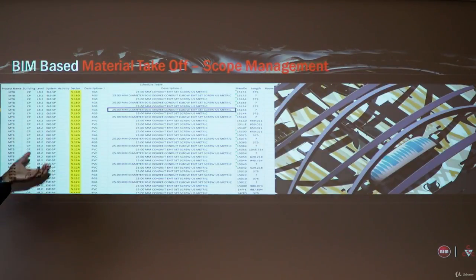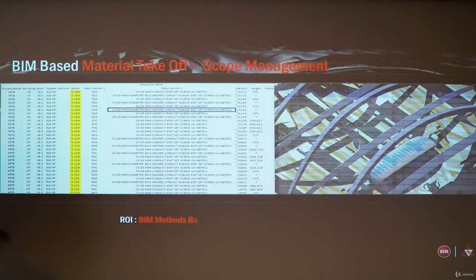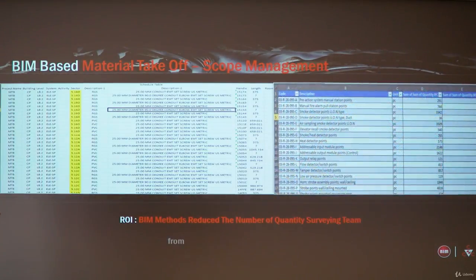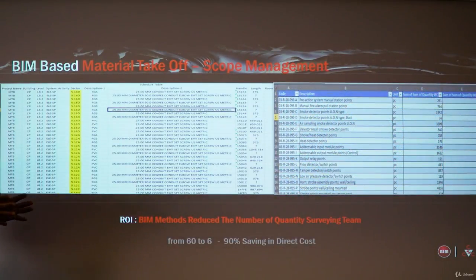What you see in front of you is one of the extracted material takeoff reports that were generated from the BIM directly to the stakeholder who was interested in that report. And just to give you an idea how effective BIM was in that process, at the beginning of the project, there were 60 QS engineers assigned to that project.